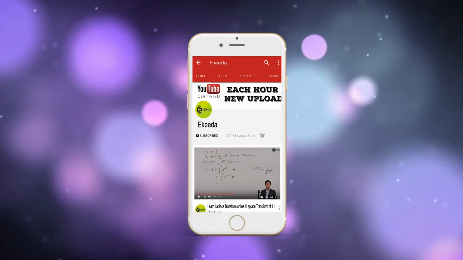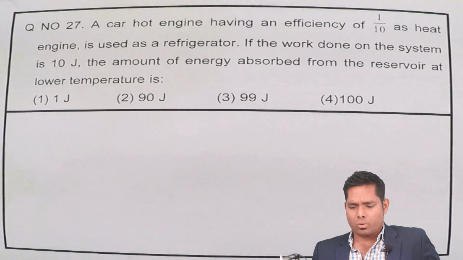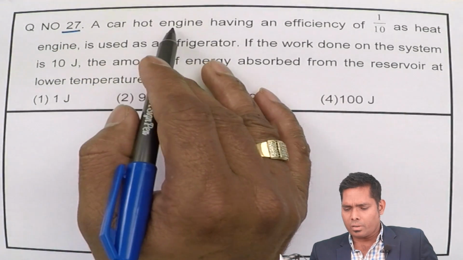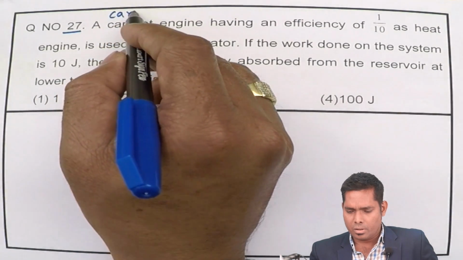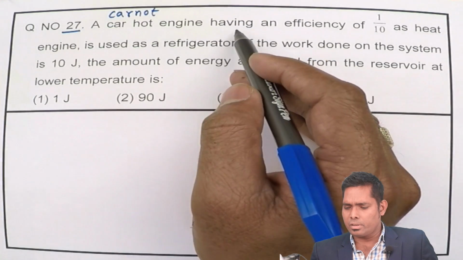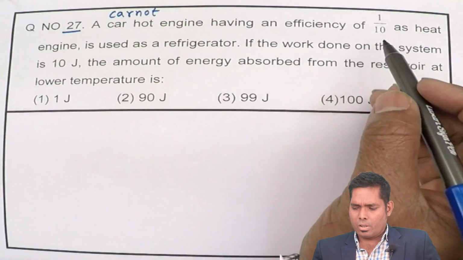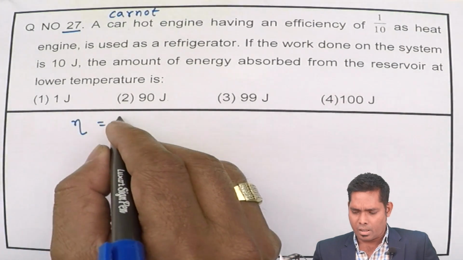Hello students, let us solve question number 27 of NEET Physics paper 2017. It says a Carnot engine having an efficiency of 1 by 10. The efficiency of the Carnot engine is eta, represented as 1 over 10.